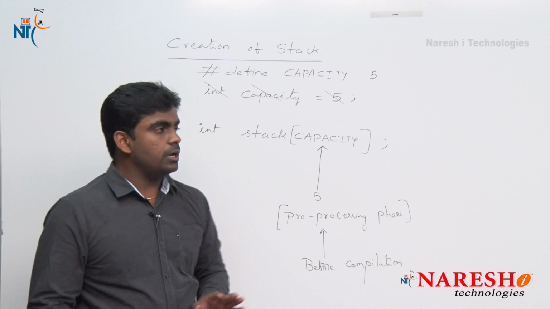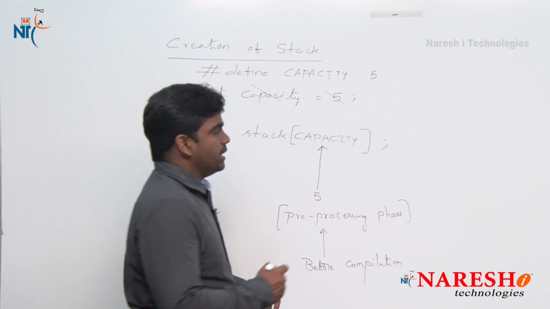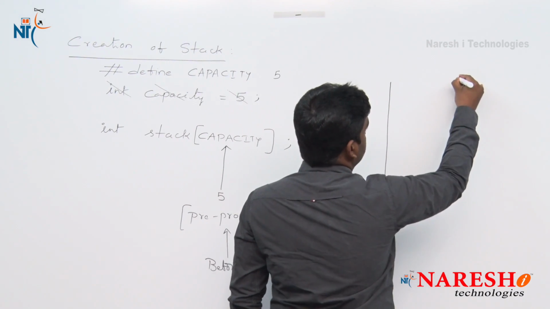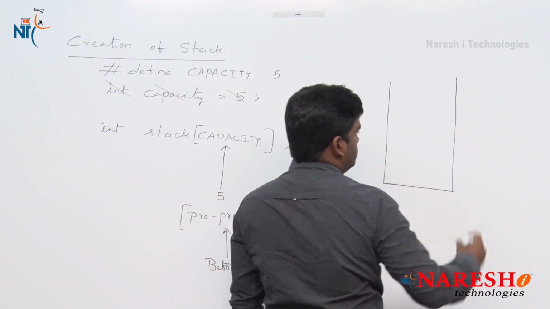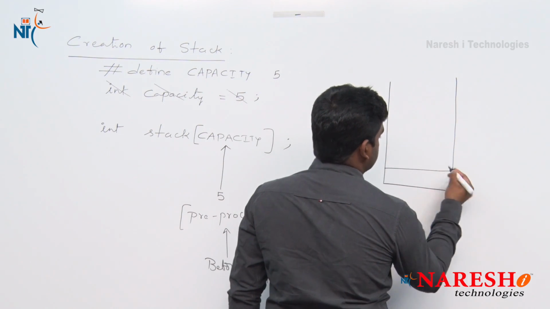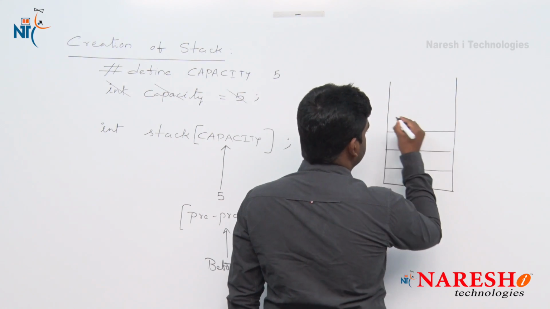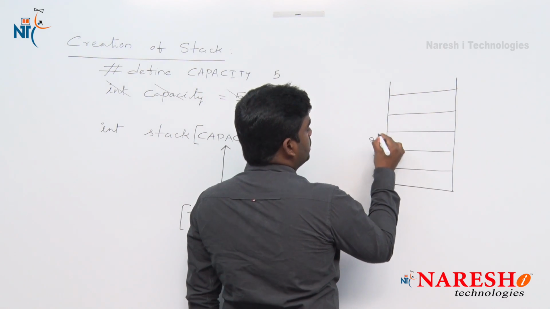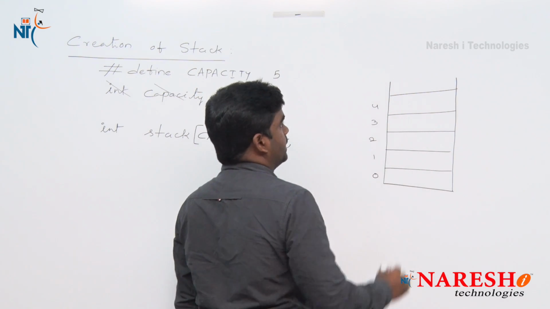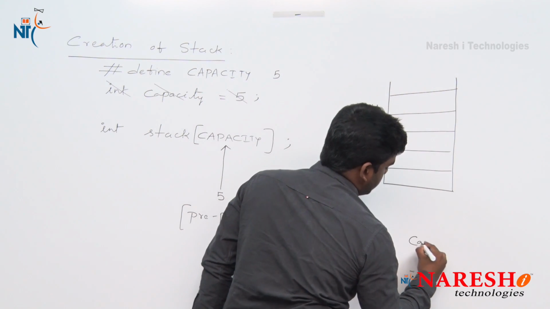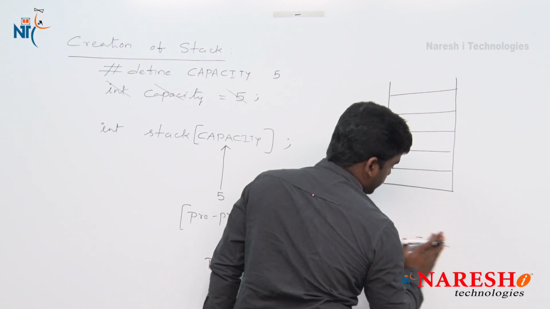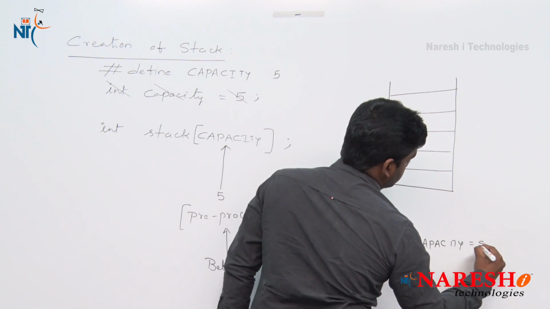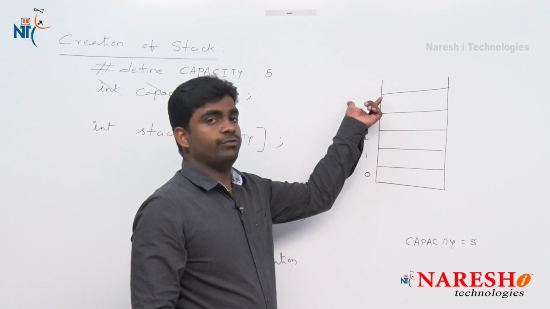Then how will the memory be allocated? We are writing it in the form of a stack. What is the size? Size is 5, with indexes 0, 1, 2, 3, 4. And remember two things. First one is capacity, all capital letters. Capacity is 5, so index 0 to 4.